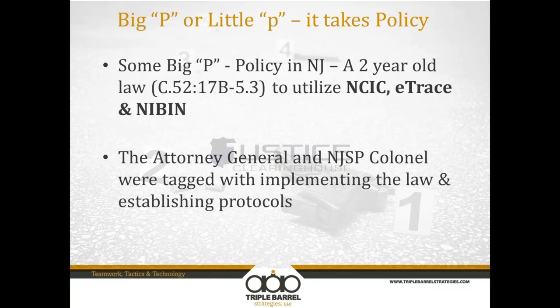Now, all of this takes policy to make happen. And whether it be big P policy or little P policy, it always takes policy. An example of big P policy is what's happened recently in New Jersey. A 2-year-old law was passed requiring all law enforcement agencies in New Jersey to perform an NCIC check, an eTrace, and a NIBIN process on every gun taken into custody by law enforcement in New Jersey. The Attorney General and the New Jersey State Police Colonel were tasked with implementing the law and establishing protocols to do so.